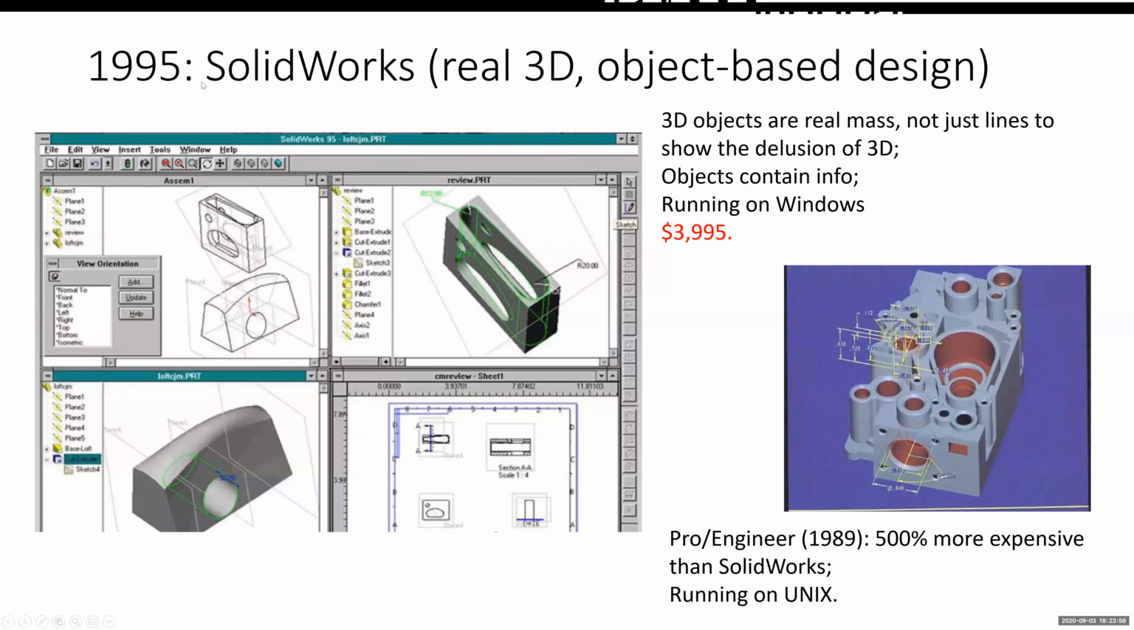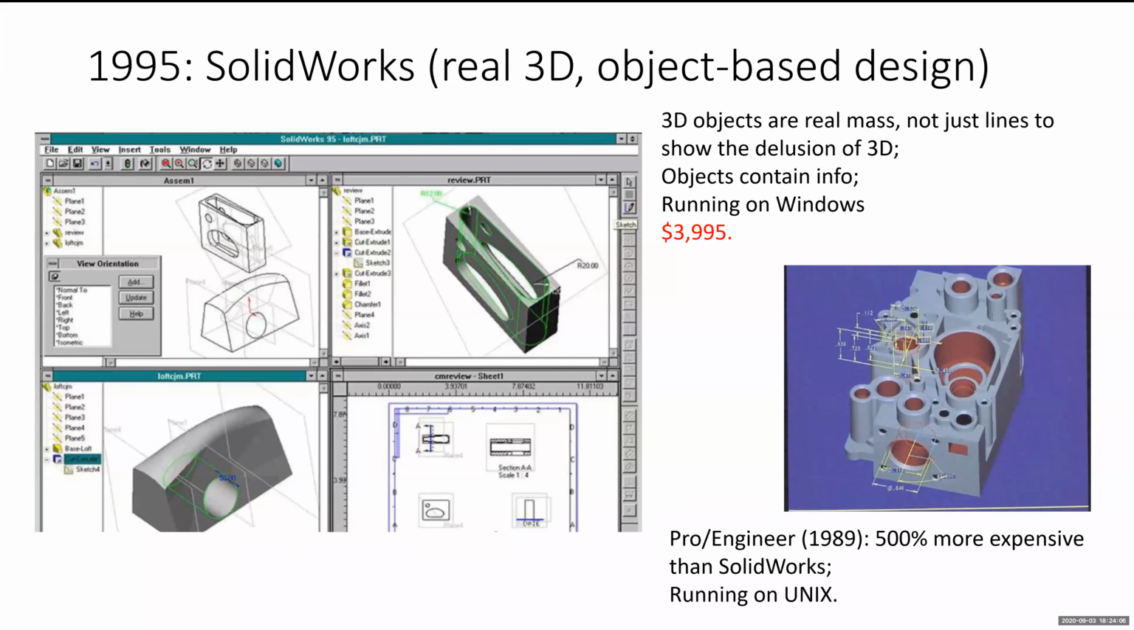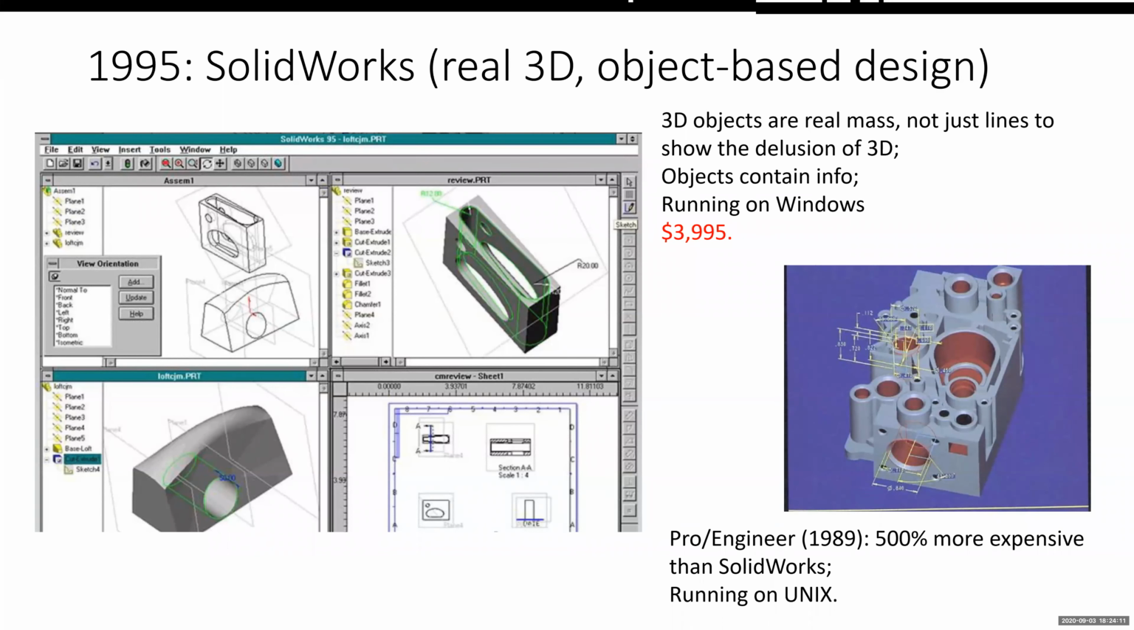Because of that Pentium CPU, only about 2 years after that, technology advances also led to changes. We had SolidWorks. SolidWorks was a great success. It basically followed the object-based design. It created real 3D objects. So in the eyes of the computer, they know this is a chunk of things, this is a mass of things, this is a cube. And the reason it was successful is because of price. They run on Windows. Objects contain information. 3D objects are real mass, not just lines to show the illusion of 3D.